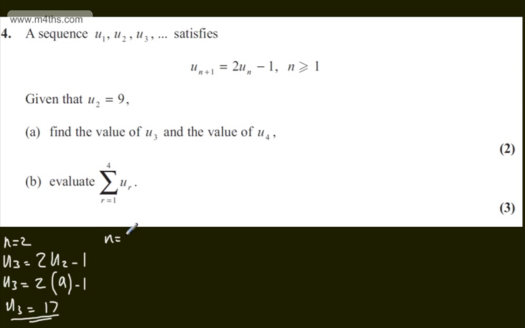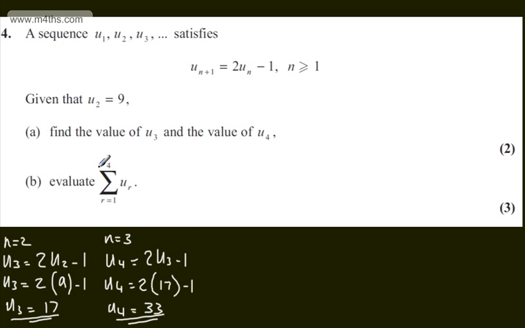When n is equal to 3, subbing in, we will have u sub 4 equal to 2 lots of u sub 3 minus 1. So u sub 4 will be equal to 2 lots of 17 minus 1, which gives us 33. So 2 marks for part A.